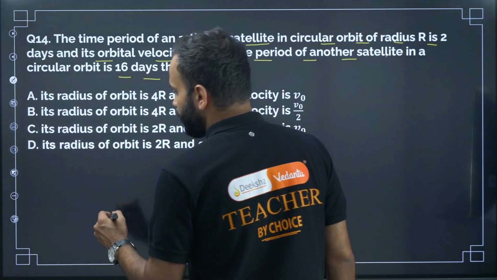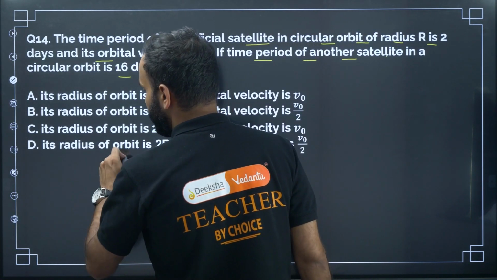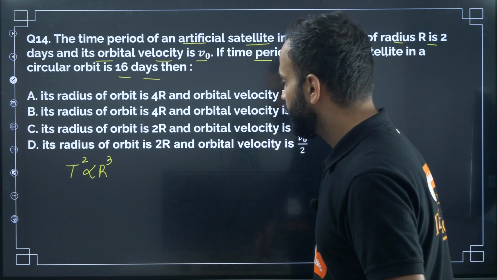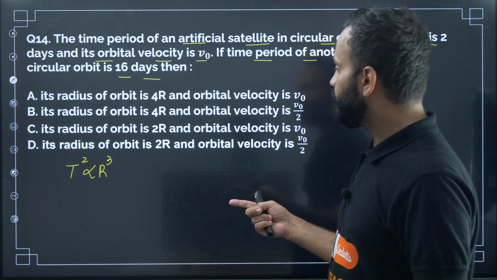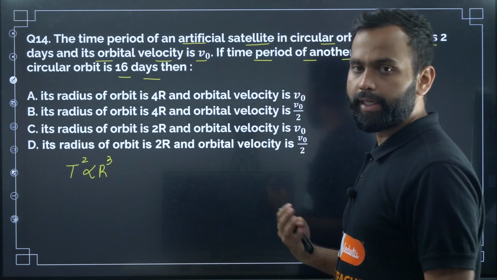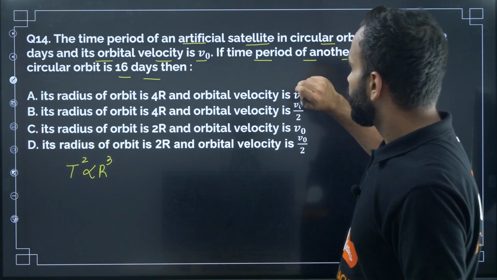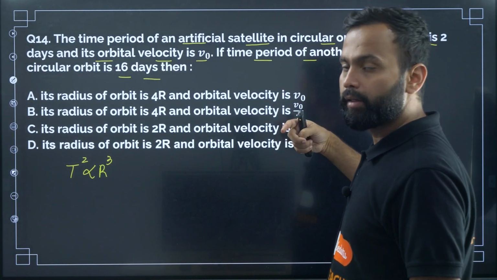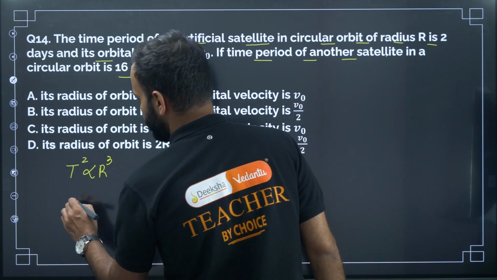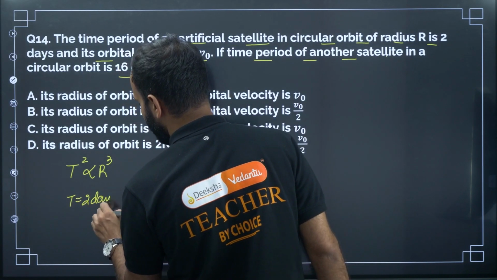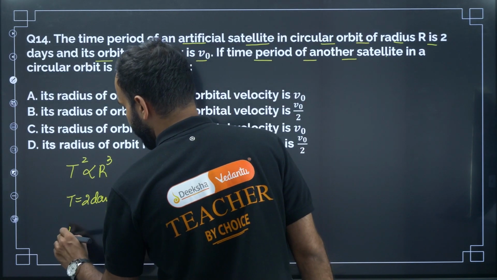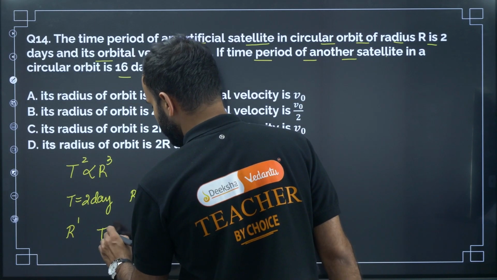Apply Kepler's third law of planetary motion, that is T square is directly proportional to r cube. T is time period, and r is the distance between the planet and the satellite, or you can call it the radius of the orbit. Here the artificial satellite is moving in a circular orbit of radius r. Its time period is 2 days, so T equal to 2 days when the radius of the orbit is r. So we need to find the radius of the orbit r dash when T dash equal to 16 days.